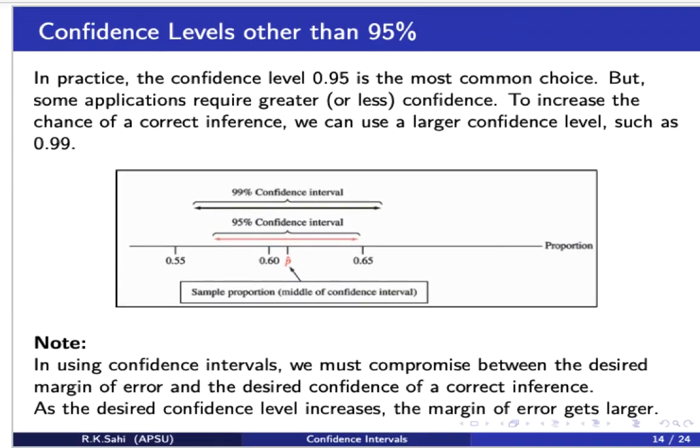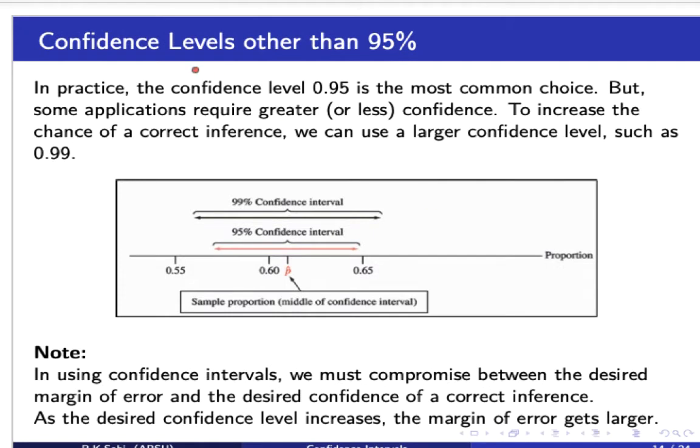Now there's a nice connection between the confidence level and the margin of error. Notice what happens. In practice, 95% is the most common confidence level we work with, but sometimes applications require greater or less confidence. So if we are 95% confident, then this is the confidence interval. Now, if we increase the confidence level to 99%, what happens?